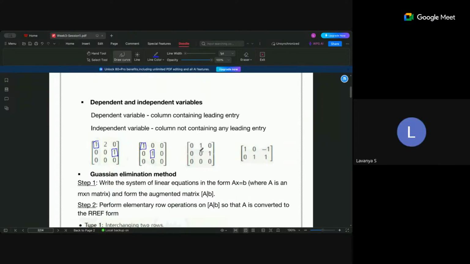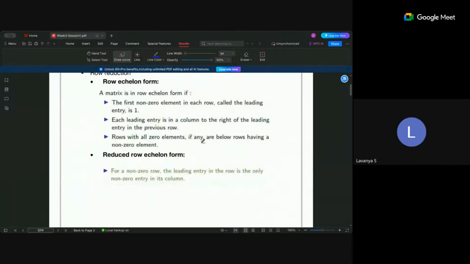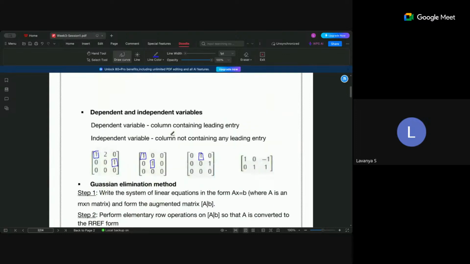Ma'am, are leading entries always considered as 1? That is the first condition I told. For a row echelon form, the first non-zero element in each row is called the leading entry, and that should be 1. Okay, that is the first condition. And then here you see in all the cases, these are the leading entries. And whenever there is a leading entry, apart from the leading entry, there are no other non-zero elements in that particular column. It doesn't matter in the first row if the first element is not 1. Any entry that is leading should be 1. That is the condition, right?